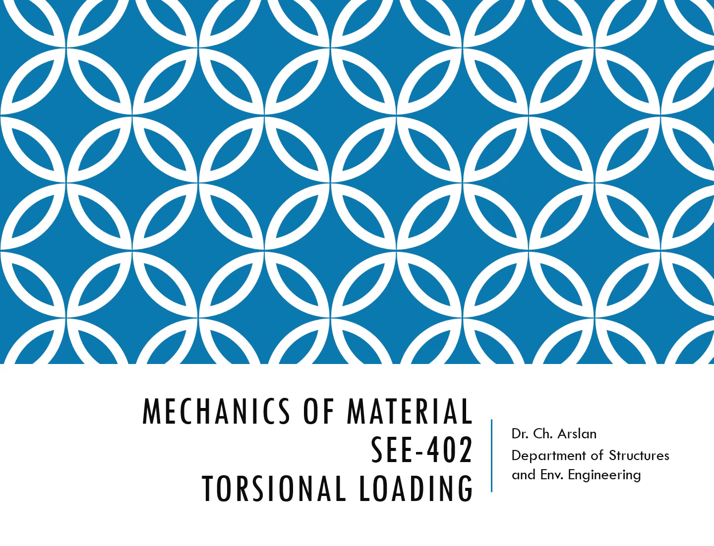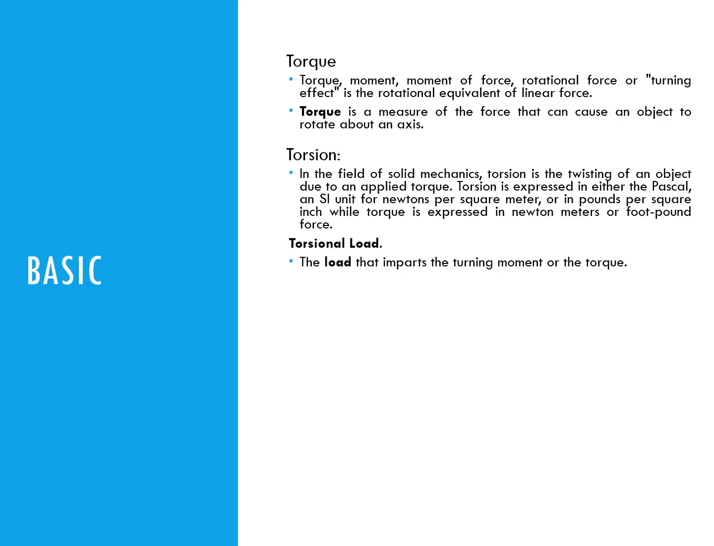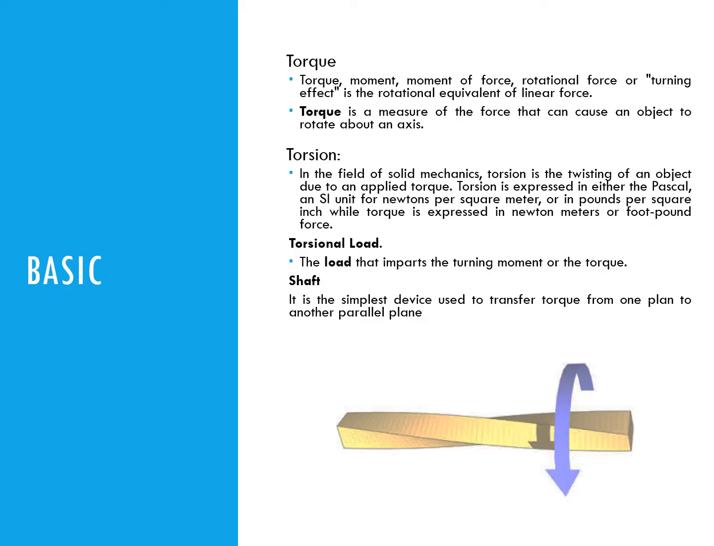This is chapter number 5 from the book we are studying. In this chapter, we will study another type of load which mainly depends upon torque. Here are some basic concepts regarding this chapter, like what is torque, what is torsion, what is torsional load, what is shaft, and a simple twisting due to torsional loading in the diagram is being shown.